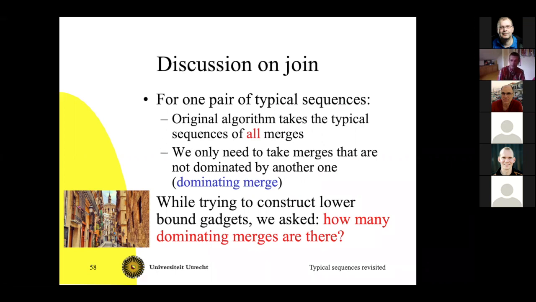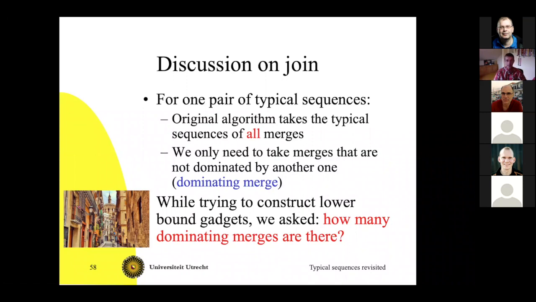And while we were trying to construct lower bounds, we asked: if we have two of these typical sequences, how many dominating merges are there actually? And we tried to come up with examples with many dominating merges. This was actually done while Arne was on sabbatical, and while we were having a break, we walked through this really nice street there in Valencia. That's why there is a nice picture.